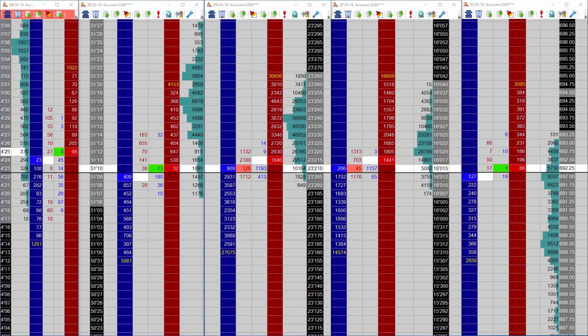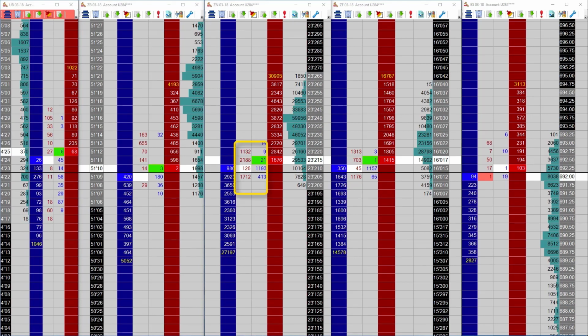Next, we have the bids column, also called the buyers. The bid represents the quantity of buying contracts required by traders at each price level. They want the market to go up. On the other side, we see the asks, or the sellers. That shows us the quantity of selling contracts required by traders. Inversely, the sellers want the market to go down.